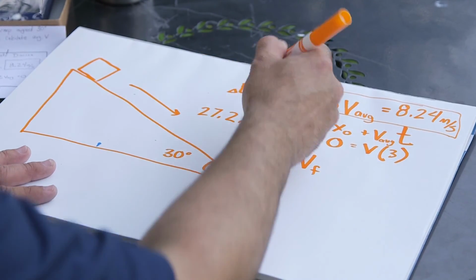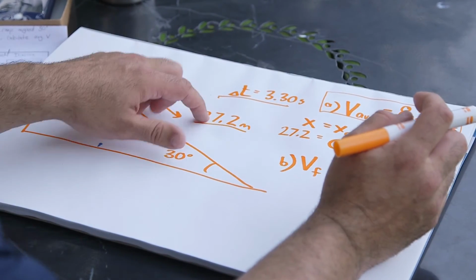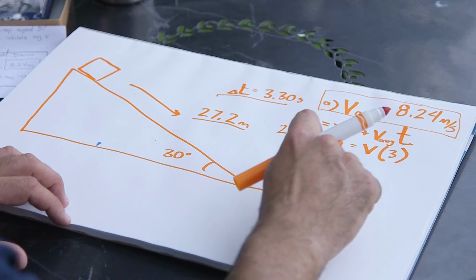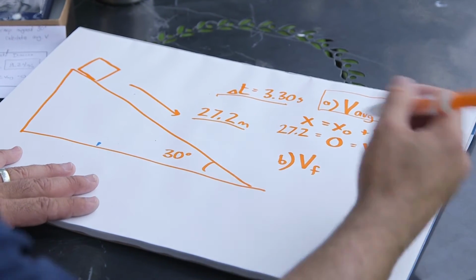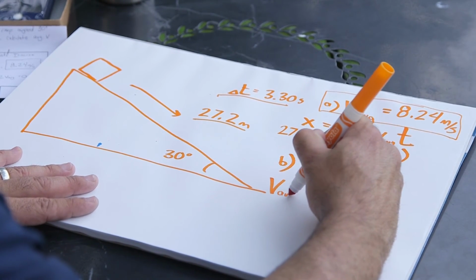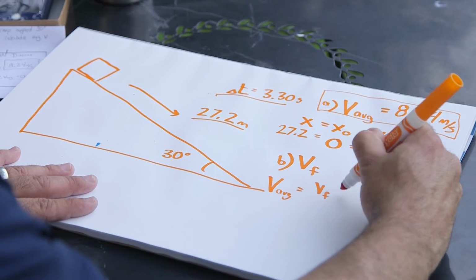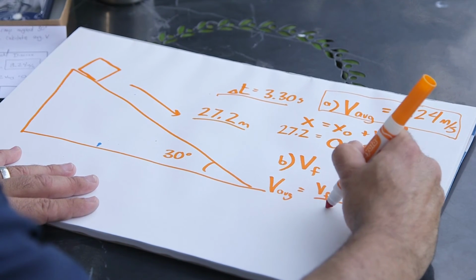The second part was to find the final velocity. So again, I've listed my givens. I know how far it goes, how much time it takes. I know its average velocity, and I'm trying to find the final velocity. The next step would be to look at your formulas. I know one that says the average velocity is your final plus your initial divided by 2.